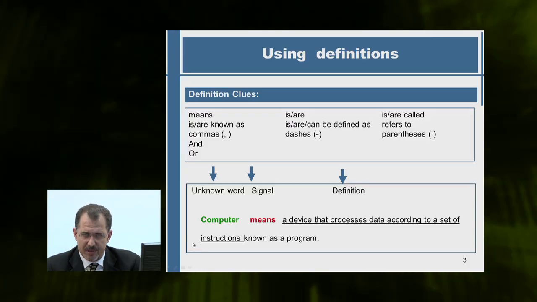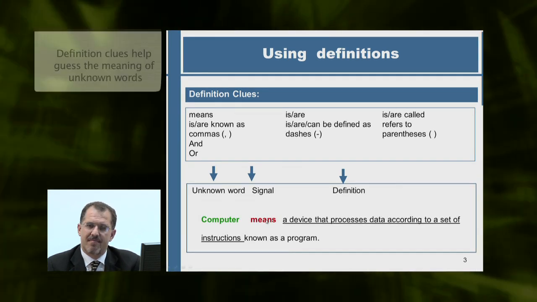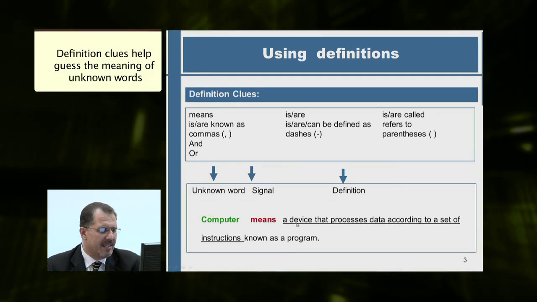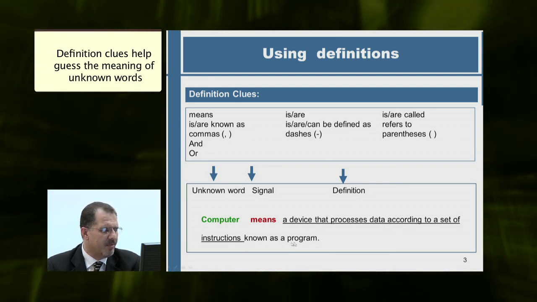Now look here, look at this example. Computer means a device that processes data according to a set of instructions known as a program. Again, computer means a device that processes data according to a set of instructions known as a program. Here you are going to guess the meaning of computer. The word computer means, and the definition here is a device that processes data according to a set of instructions known as a program.